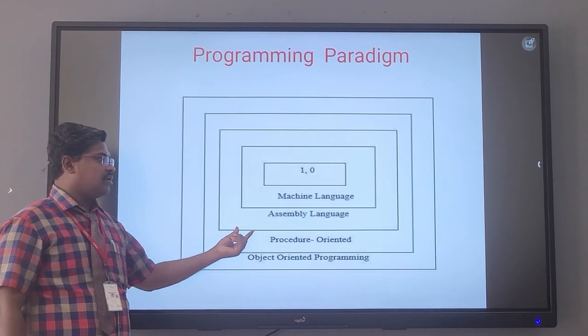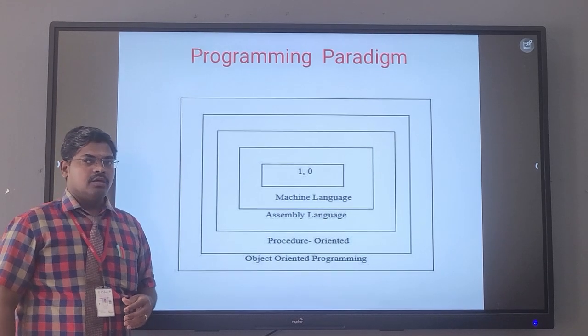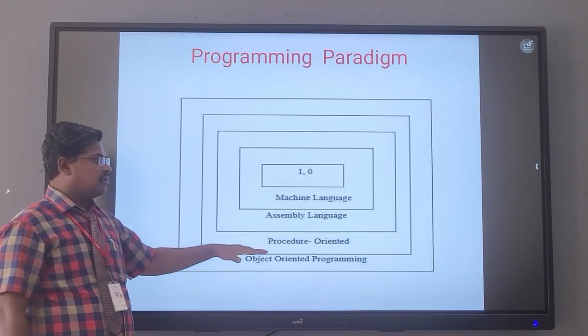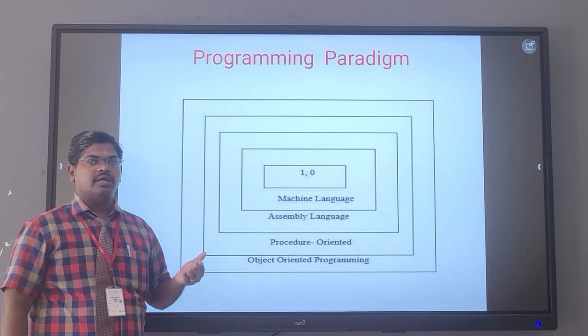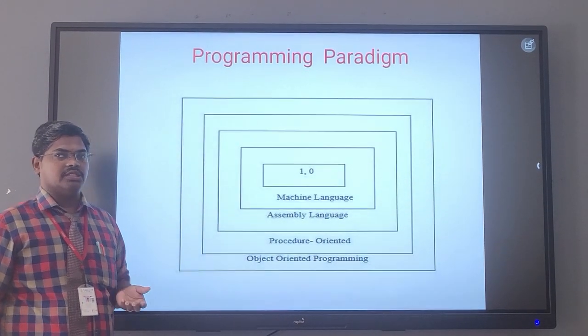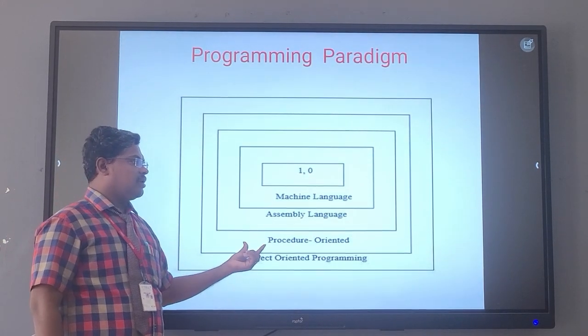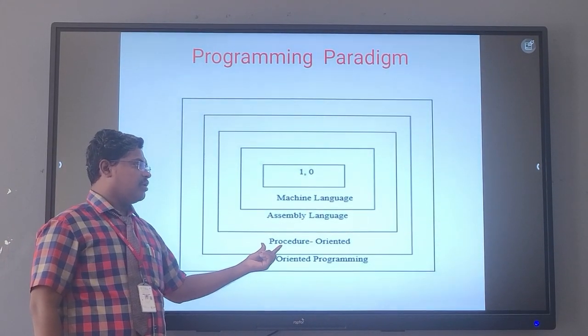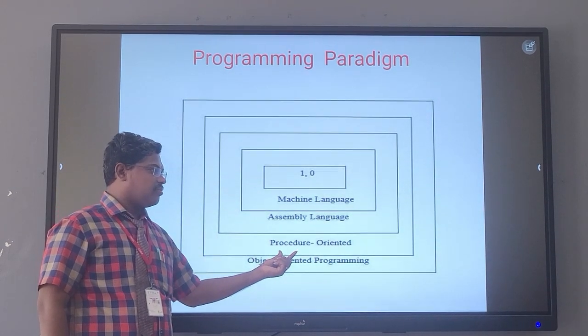The next one is procedure oriented programming. Compared with assembly language, procedure oriented is one step ahead, a newly developed technique and methodology. Compared with assembly language it is good, but procedure oriented programming also has some drawbacks.